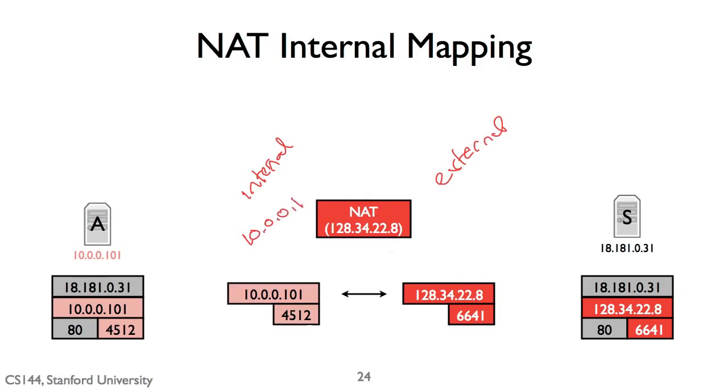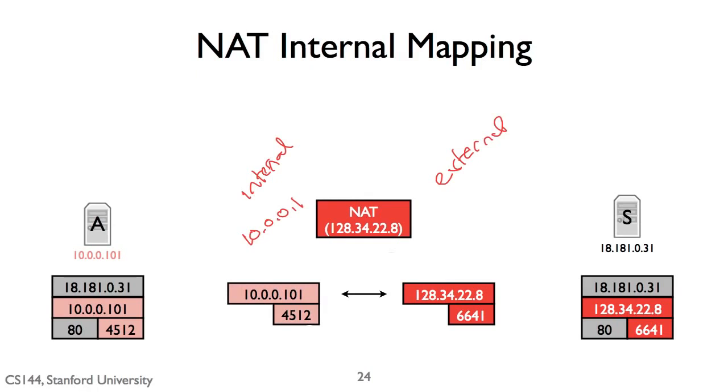Now, host A can open a TCP connection by sending a SYN message to server S on port 80. The NAT will observe that, will translate host A's internal address and port 10.0.0.101.45.12 to the external address and port 128.34.22.8. And it's going to assign an external port, in this case 6641, for this mapping. And I'll set up this mapping.